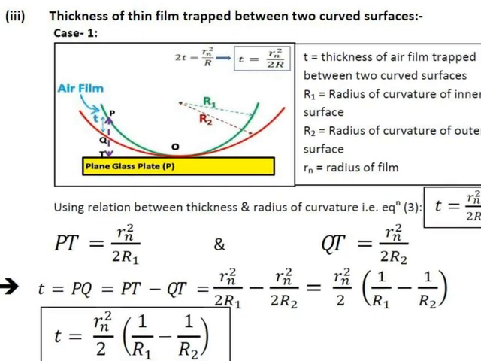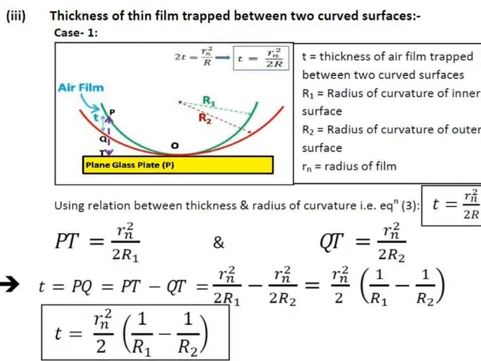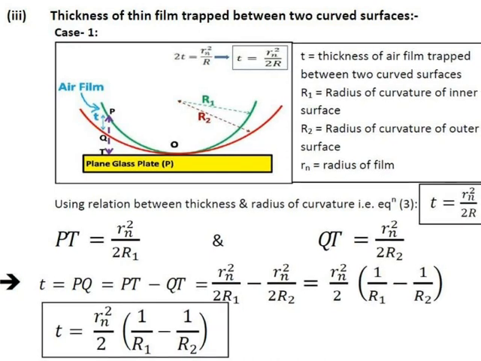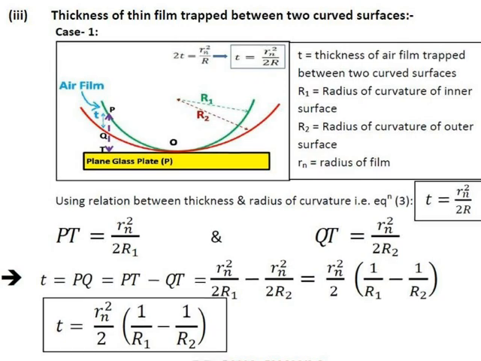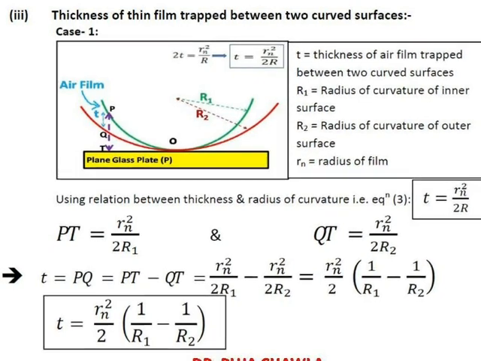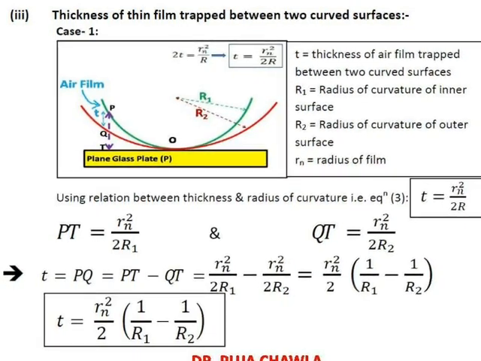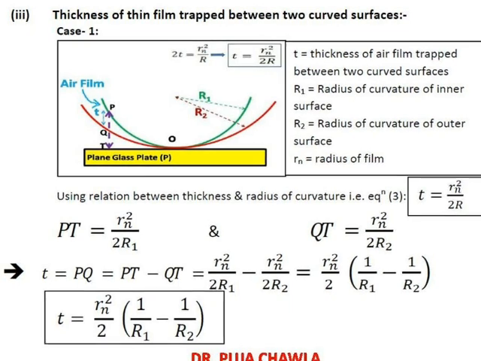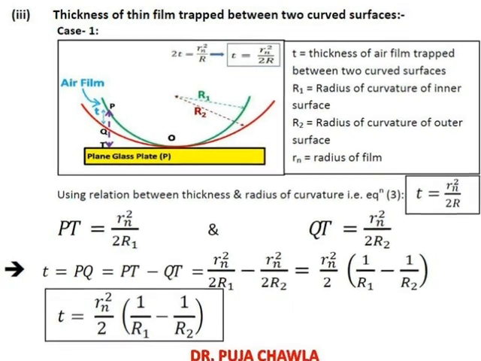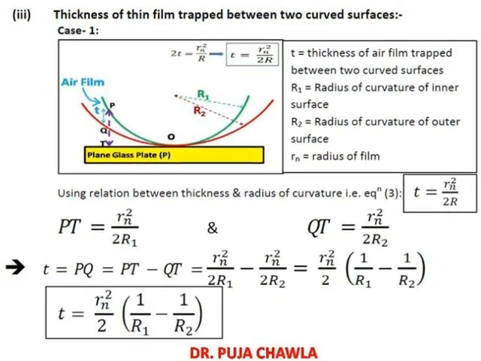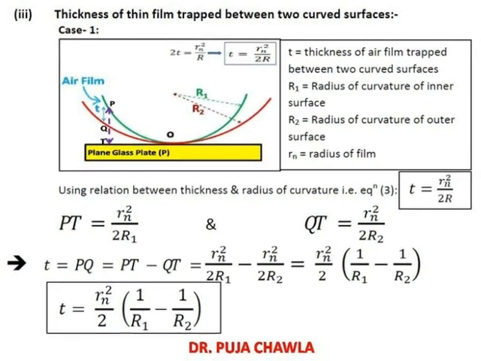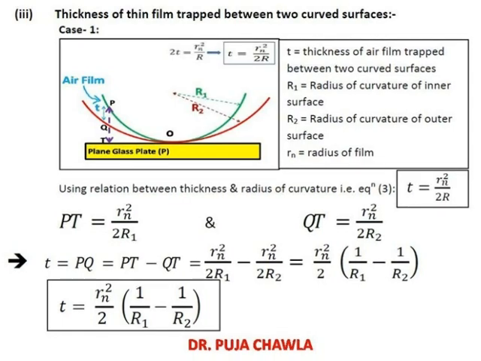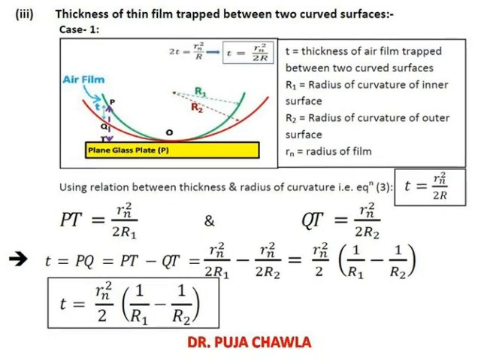My aim is to find out small t. If I observe the figure, small t is equal to Pt minus Qt. Substitute the value of Pt and substitute the value of Qt. Take the term common, rn square by 2. Within the bracket, we have 1 by R1 minus 1 by R2. So this is the formula for the thickness of air film trapped between two curved surfaces. Clear?